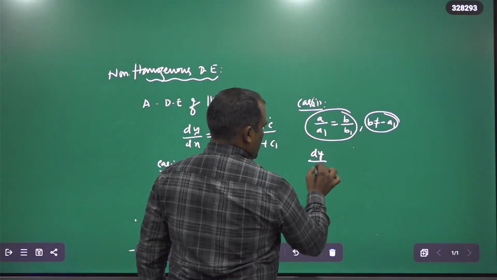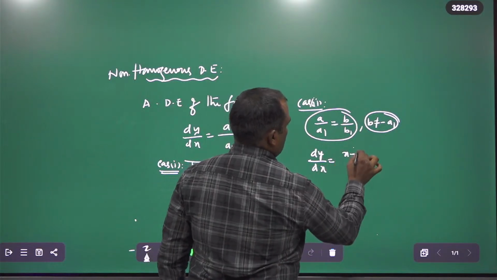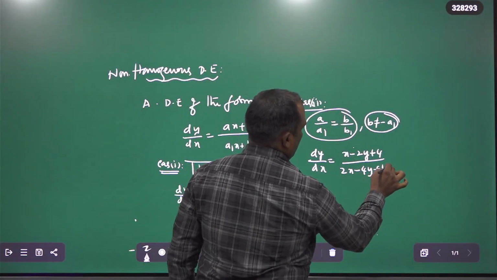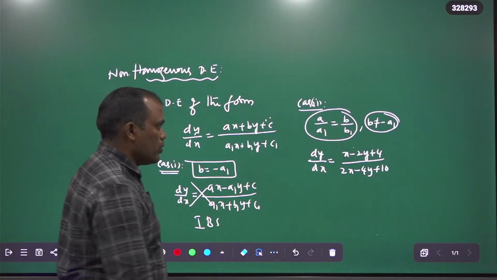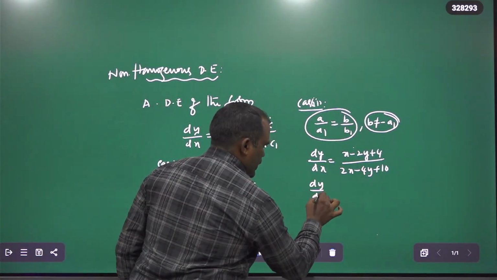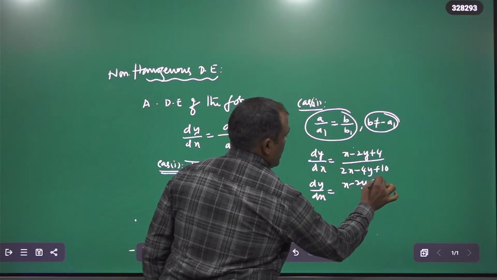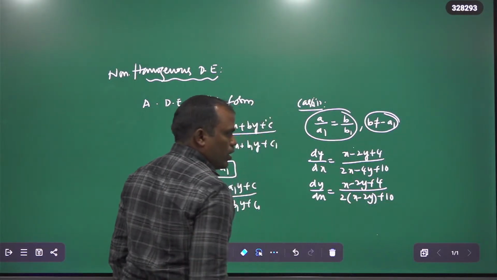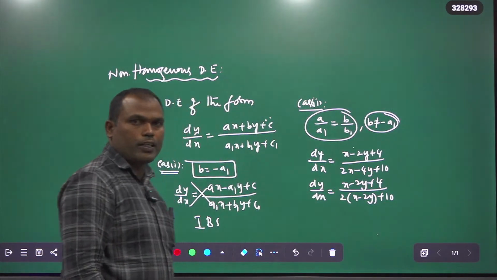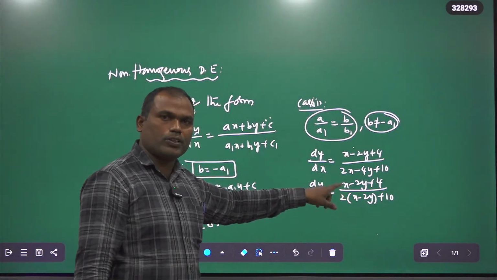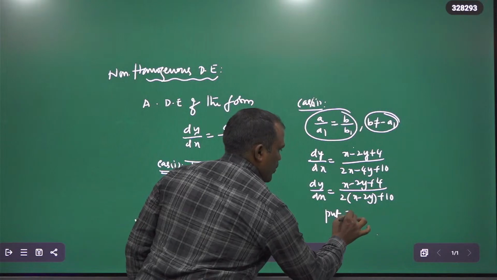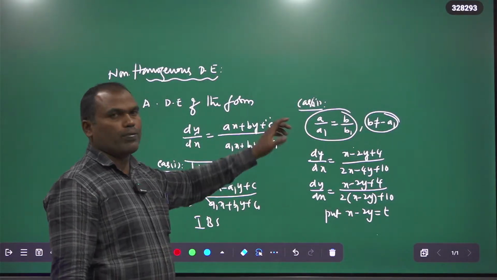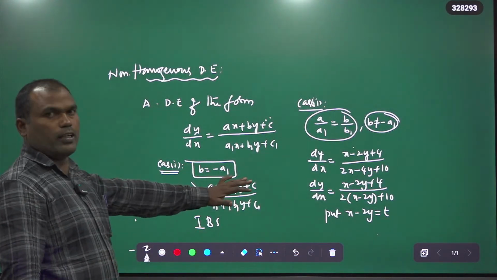dy by dx equal to (x minus 2y plus 4) by (2x minus 4y plus 10) is given. In this case, dy by dx equals (x minus 2y plus 4) by, here 2 is taken common, (x minus 2y plus 10). Now in this case we should take the repeated term in numerator and denominator, x minus 2y. Here also x minus 2y is there. Now we should put x minus 2y equal to some t. Then after taking the derivative and simplifying, we get the answer. So this is basically how to do it.